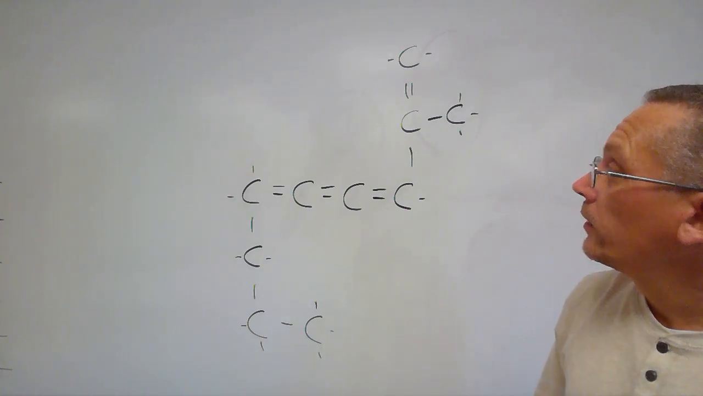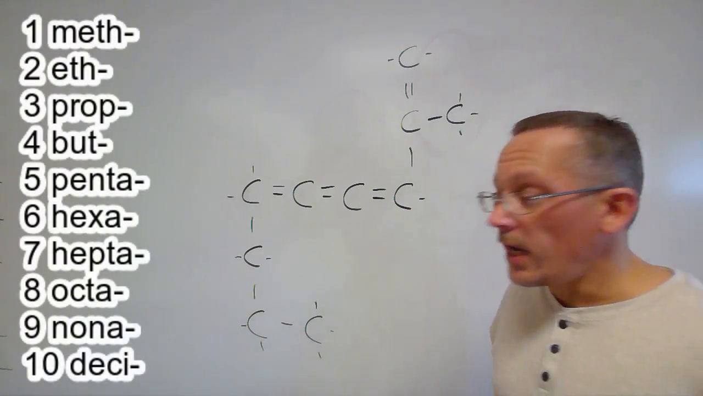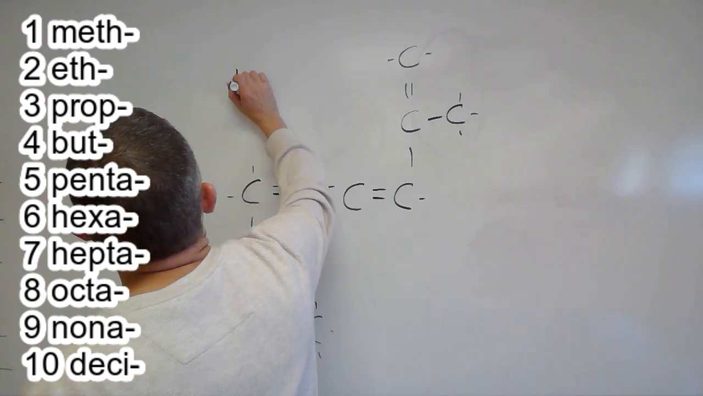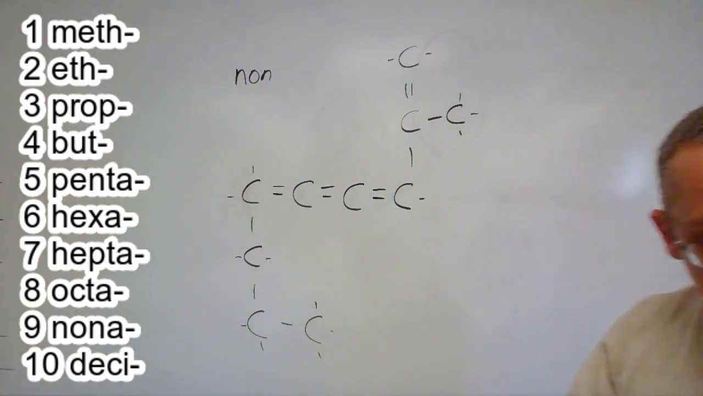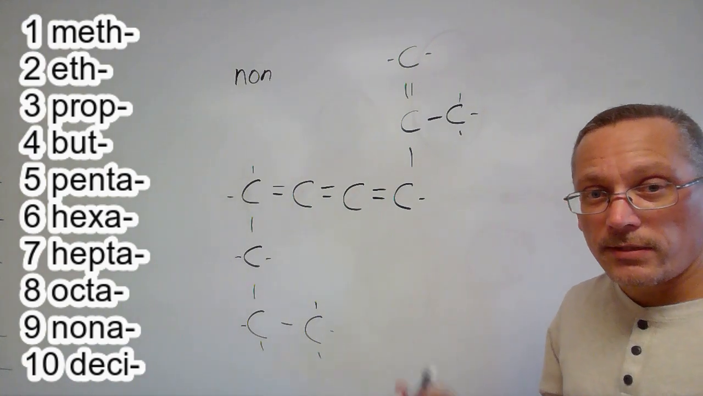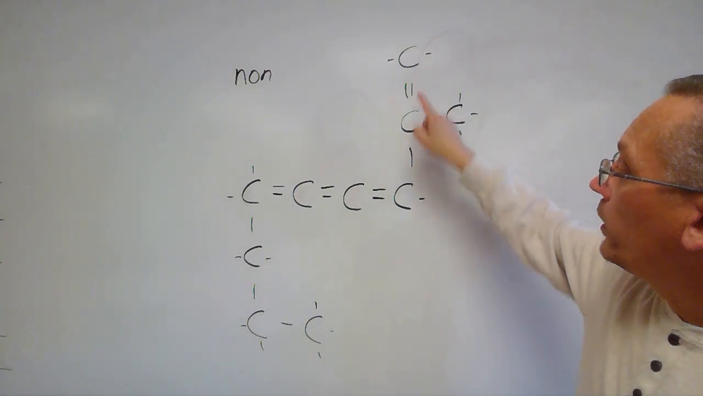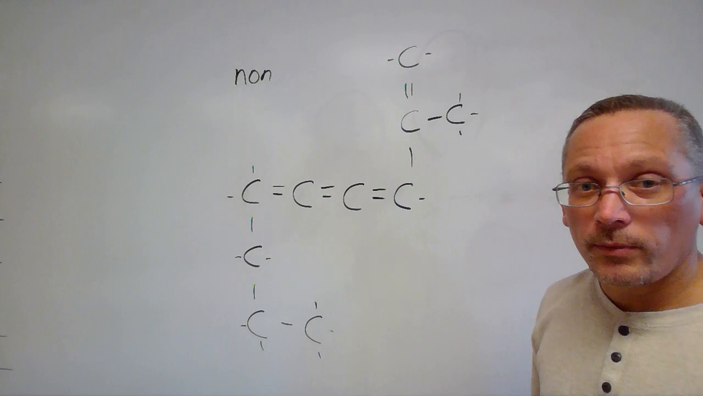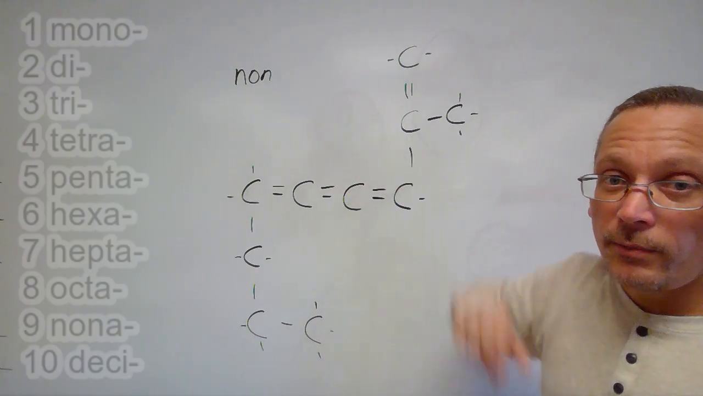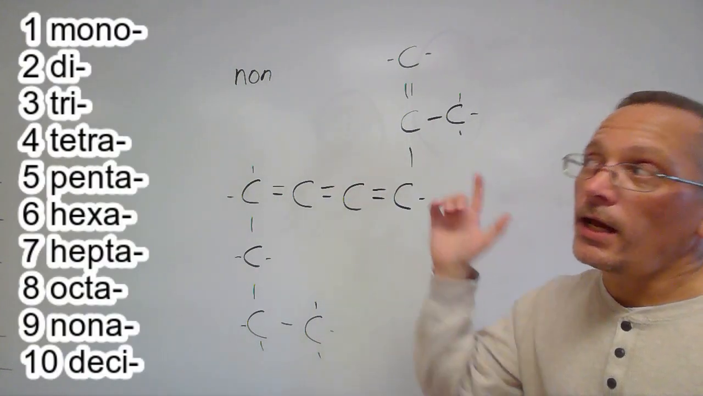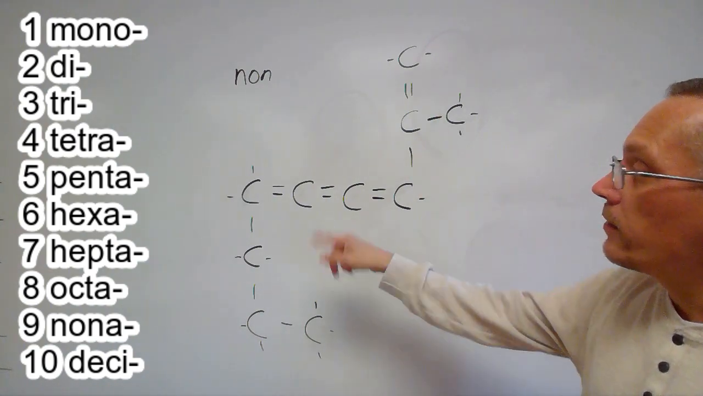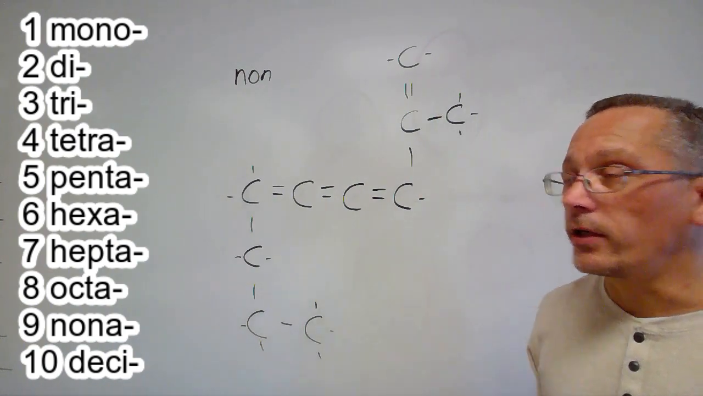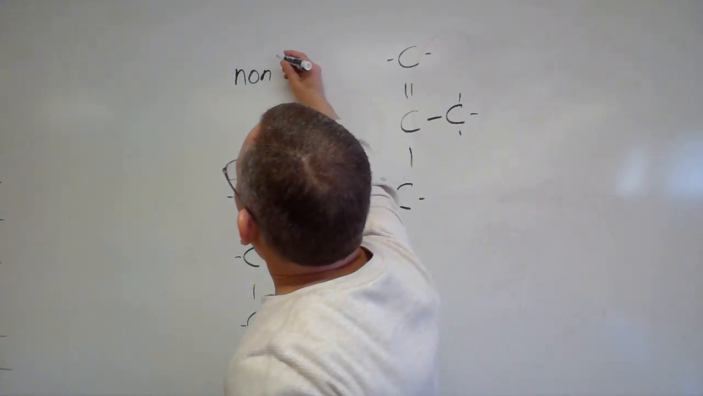our main chain. The organic prefix for 9 is non. Okay, and this one has double bonds in it. So let's see, we have 1, 2, 3, 4 double bonds in there. So remember, in the middle of the word, we need to put the non-organic prefix for how many double bonds there are. And since there are 4, that prefix is tetra. So I'm going to put tetra.